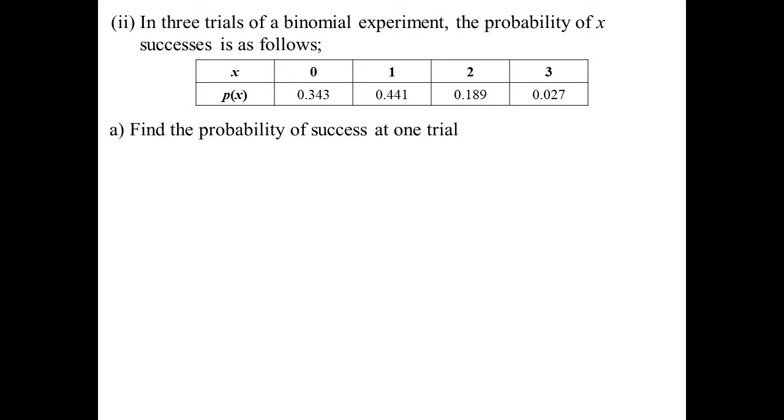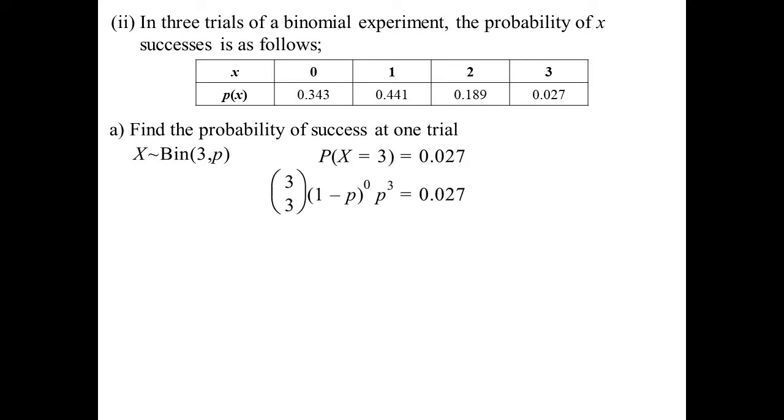Probability of success at one trial. Okay, well, what do we got? We know we're doing it 3 times. P is what we're trying to find here. They're the two things that define our binomial distribution. We want to find one of those, so P. Well, probability of X equals 3, they've told me, is 0.027.